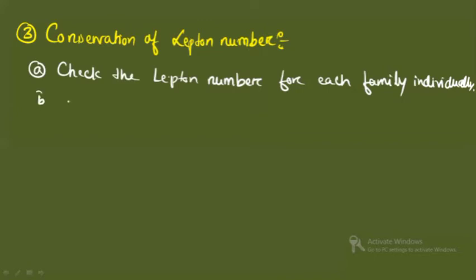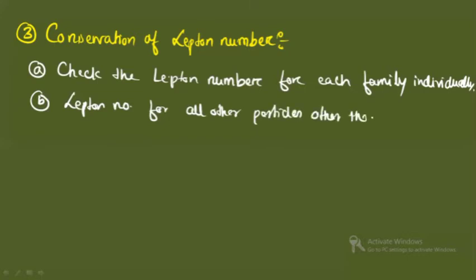Next, the lepton number for all other particles which are not leptons is 0. The second point you have to remember is that the lepton number for all particles other than leptons is 0. Clear?